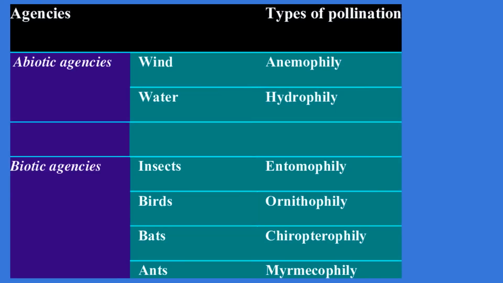Now, the types of pollination. The first one, whenever pollination occurs by wind, that act is known as anemophily, and by water, hydrophily. Now the biotic agents, which are living: whenever pollination occurs by insects it is called entomophily, by birds, ornithophily, with the help of bats, chiropterophily, and with the help of ants, myrmecophily.